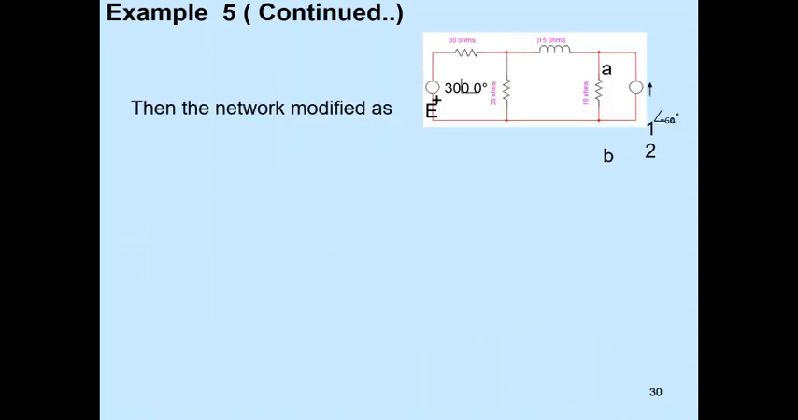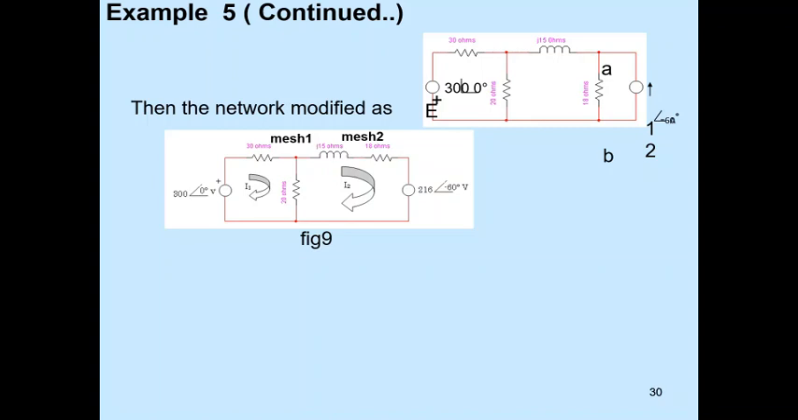Now the circuit is modified as 300 volts at an angle of 0 is applied in first mesh and in second mesh 216 at an angle of minus 60. In this there are 3 branches, 2 nodes. The number of equations is 2 equations. We are selecting that because 3 minus 2 plus 1, that is 2 equations, mesh equations, and we identify I1 and I2 as the meshes and the directions are also shown.